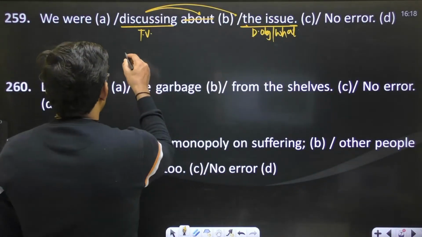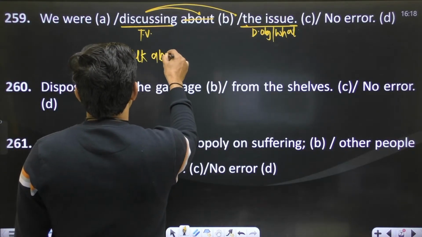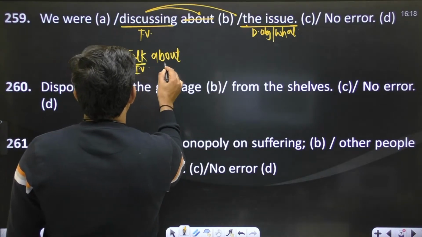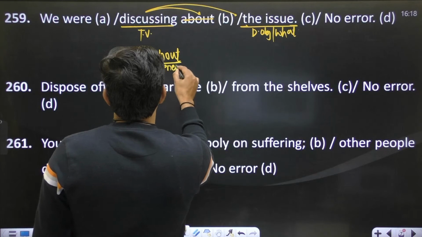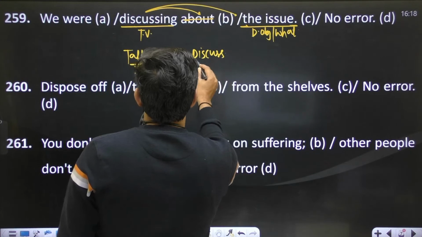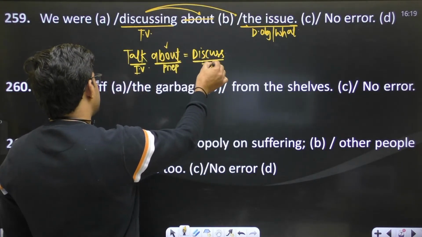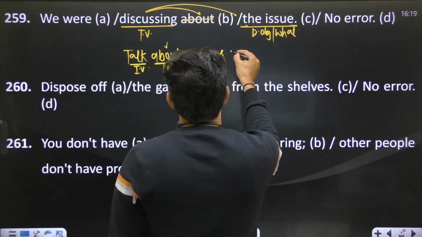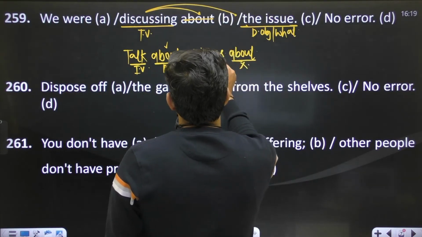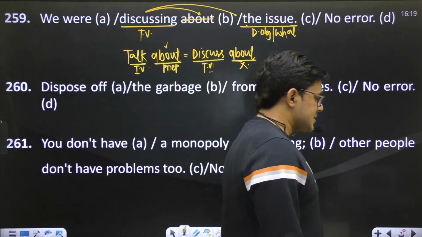Make sure talk about is equal to discuss. Here we have the intransitive verb talk. About is a preposition, and talk about is equal to discuss. This verb is a transitive verb, and you know this preposition about is already inside discuss. That's why we don't say discuss about. Discuss is a transitive verb. Okay, next sentence. What do you think of this sentence?